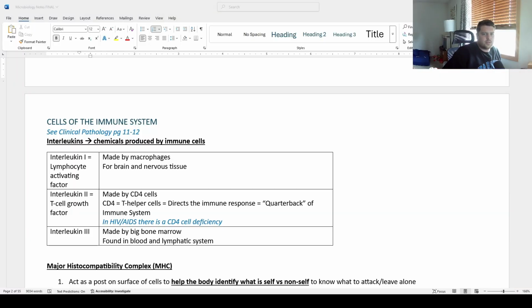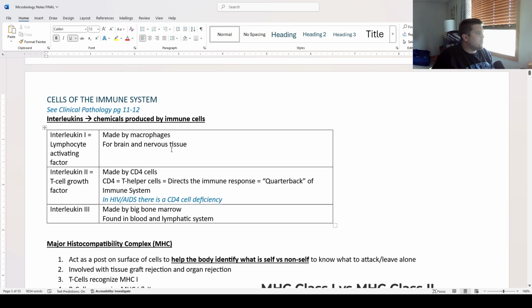All right, cells of the immune system. So we covered a good chunk of the most important ones in the clinical pathology portion. Just a couple more little details here that we'll pick through. So interleukins, these are chemicals produced by immune cells. There's three main ones that we find.